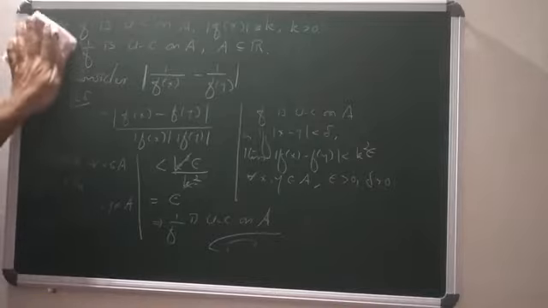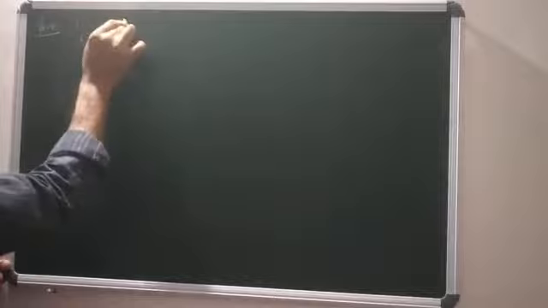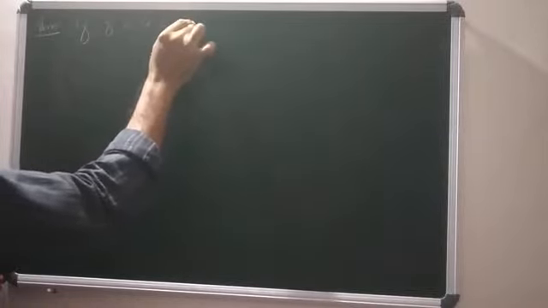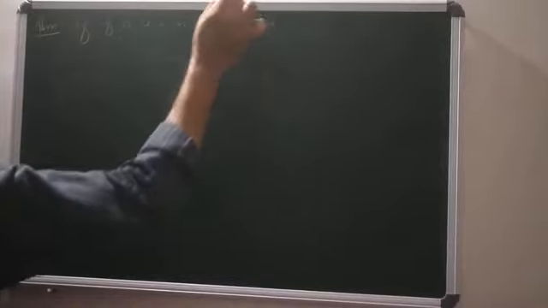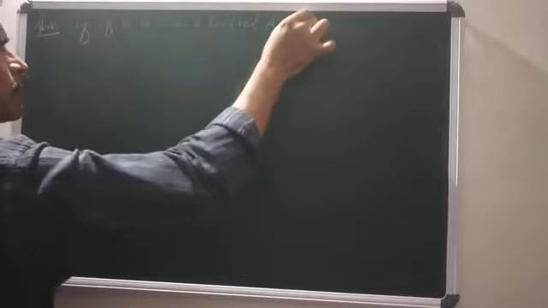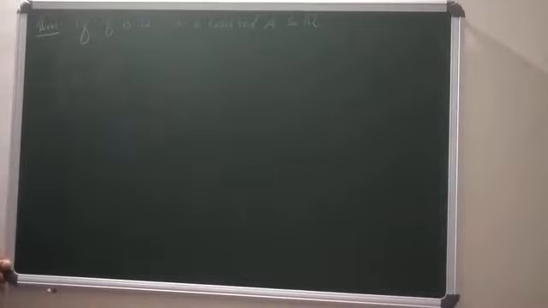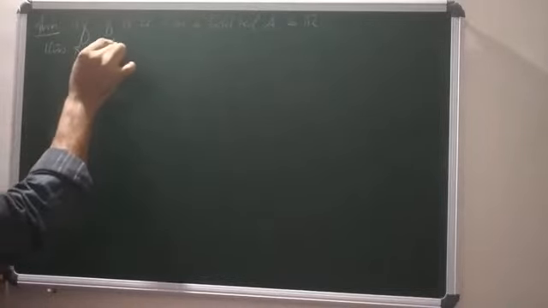Now we are going to another important result. Suppose f is uniformly continuous on a bounded set A, where A is a bounded subset of R. Then f is bounded on A.